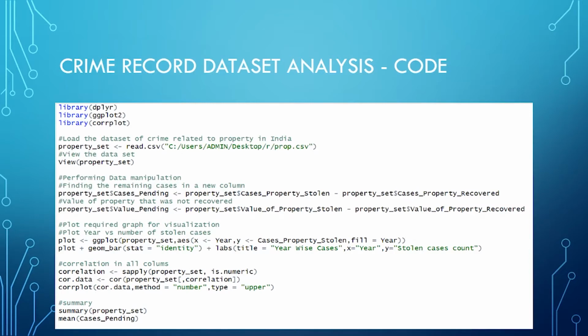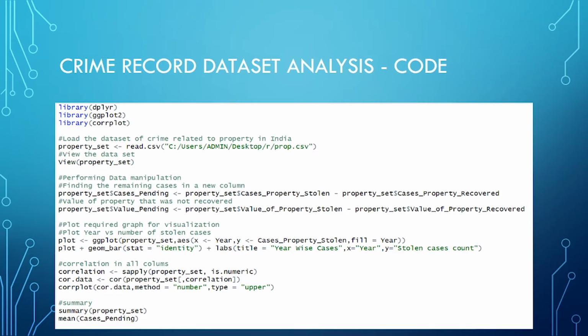So first we will consider the crime record dataset analysis. I'm just displaying you the code here. I'm using three packages which are nothing but dplyr, which is used for data manipulation, ggplot2 and corrplot. These two are used for data visualization. Corrplot is nothing but correlation plot. First, I'm just loading the data set into a variable called property set.